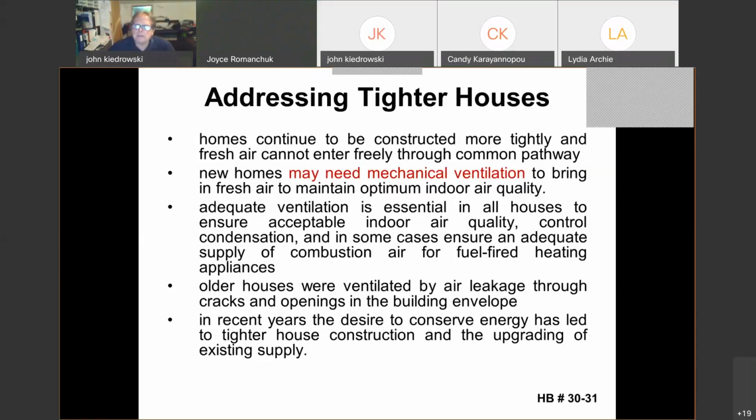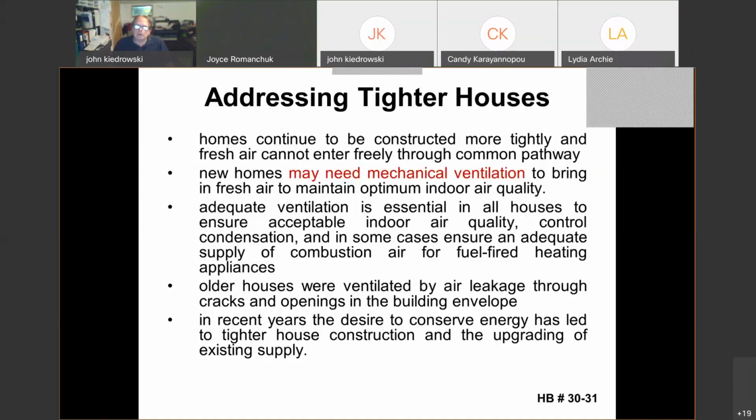Adequate ventilation is essential in all houses to really ensure good indoor air quality. Certainly, along with it, it's taking the condensation and moisture out of the house. And also, the unit itself, in the case of a forced air system, is going to create better air quality being circulated in a house.